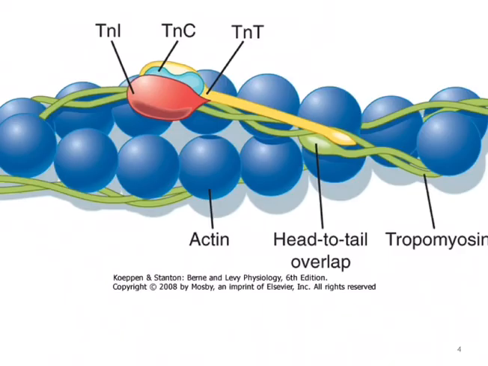The thin filaments are made of three molecules. Actin molecule, that's in blue. Then you have the green tropomyosin molecule, that lies between these strands. And then you have the troponin molecule.